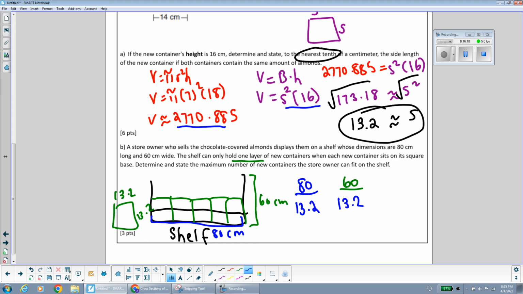So I'm going to put these into my calculator. 80 divided by 13.2 is approximately 6.06, and 60 divided by 13.2 is approximately 4.55. So I'm going to do length times width, because length and width make up the base of the containers. If I do length times width, I'll find out how many containers can fit in this space.